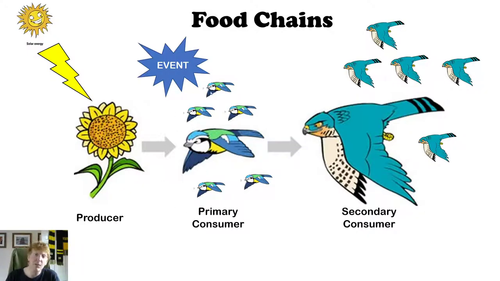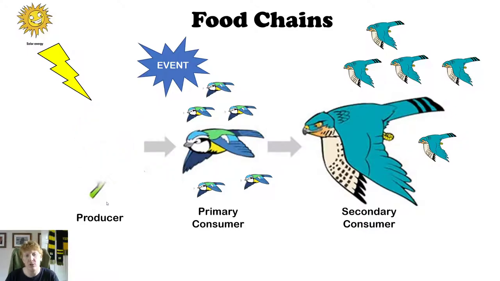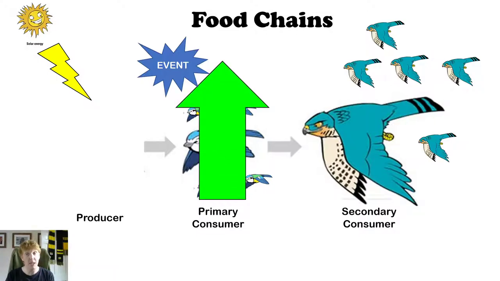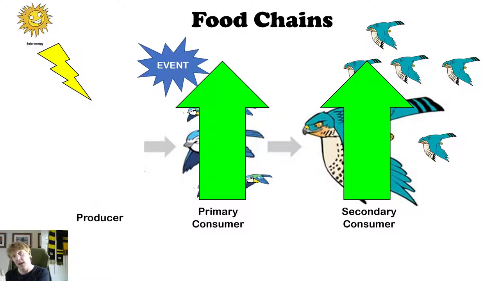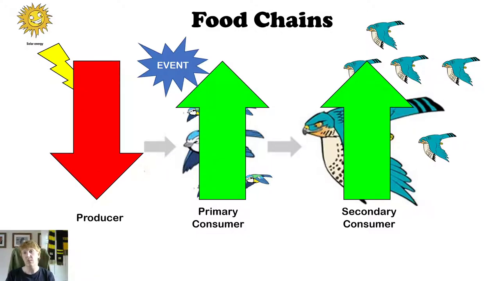But the fact that there are more sparrows as well means they're going to eat more of the producers. So the number of the producer, or the plant, is going to go down. And so you can see that a change in one part of the food chain affects the other parts as well, because if the primary consumer increases, whatever's behind it, the secondary consumer, will increase as well because it's got more food, but the producer will decrease because it's going to have more organisms eating it, right? And so there's less of it available.